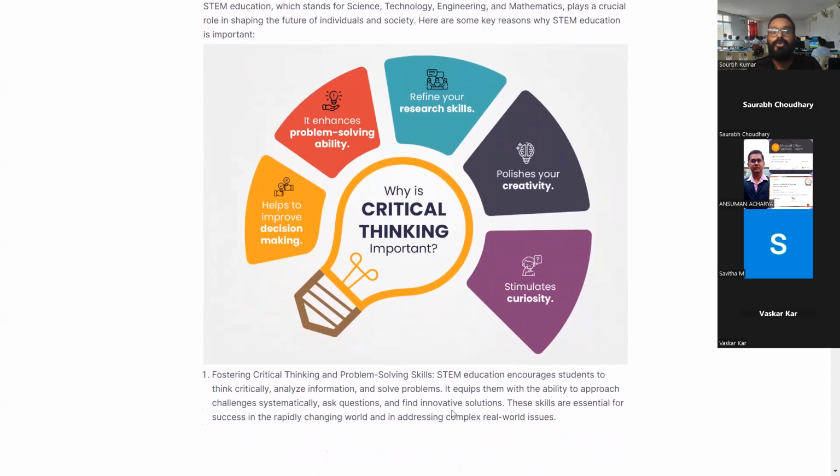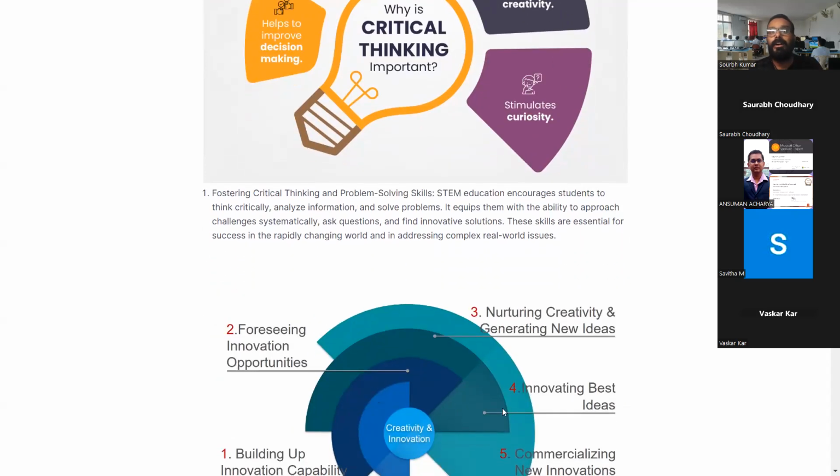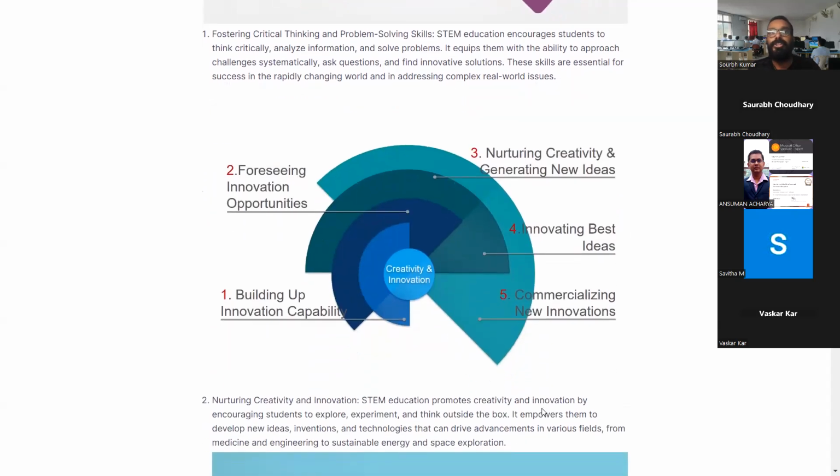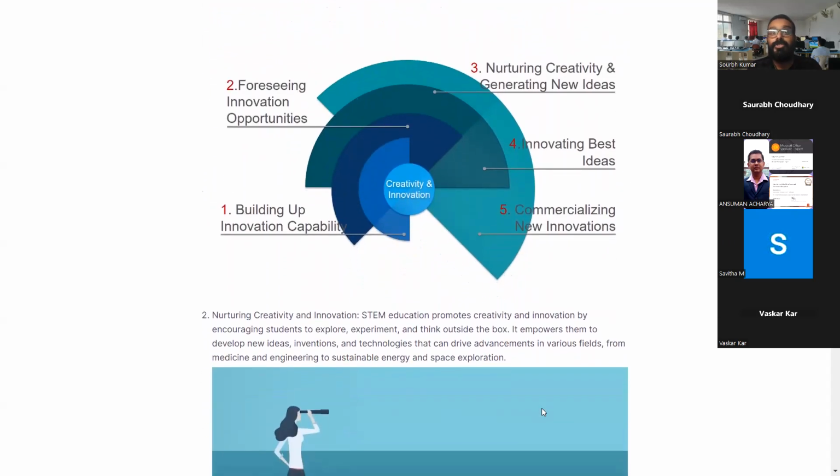STEM education requires a proper way through which students go through research-oriented project development. They will ideate something, start working on that particular project, and come up with different solutions, analyze the information, think critically to bring more ideas into it, and finally find the innovation-oriented outcome of those projects. These skills are essential for success in the rapidly changing world and in addressing complex real-world issues.